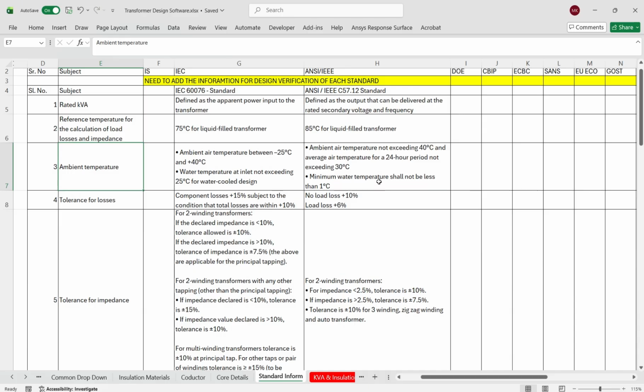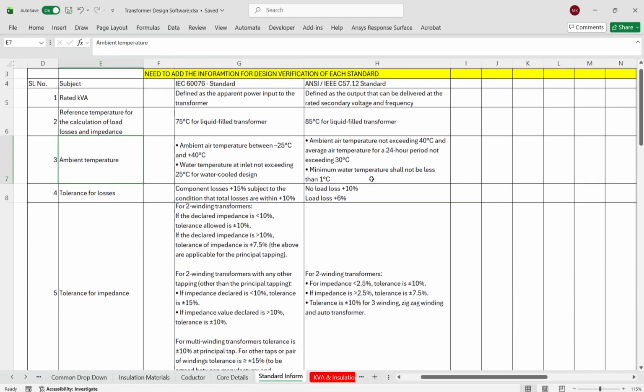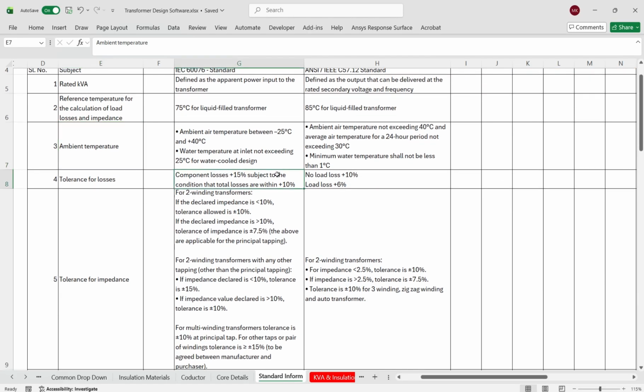Minimum water temperature shall not be less than 1 degree Celsius, because if it is less than 1 degree Celsius, then the water doesn't flow. That is frozen. That's why they mentioned that.